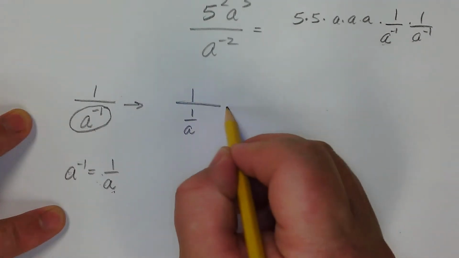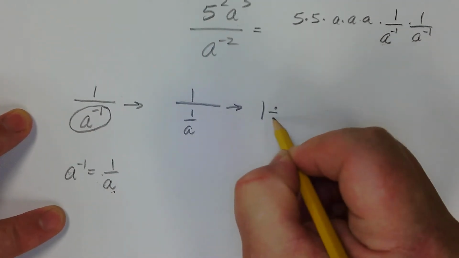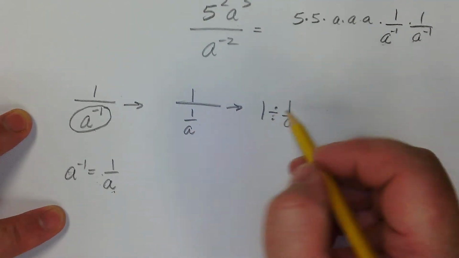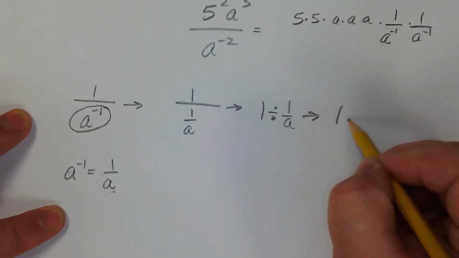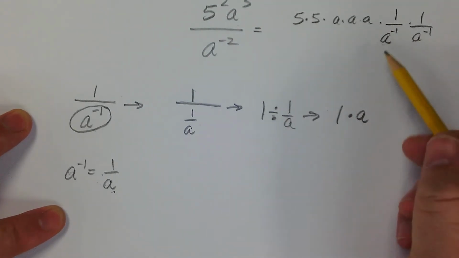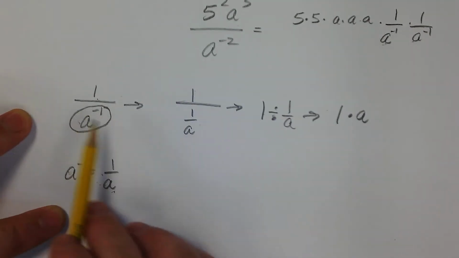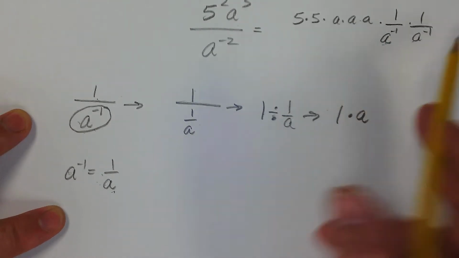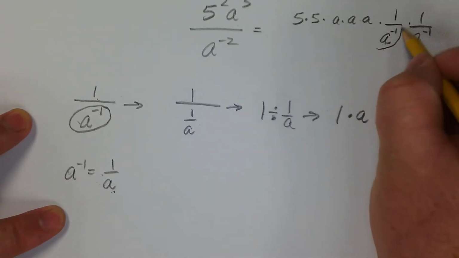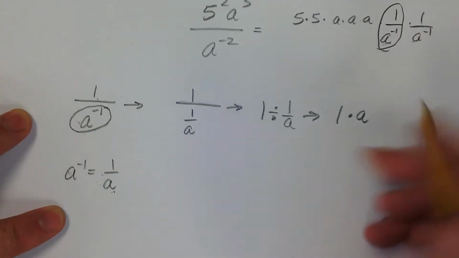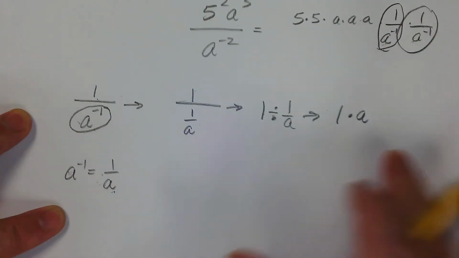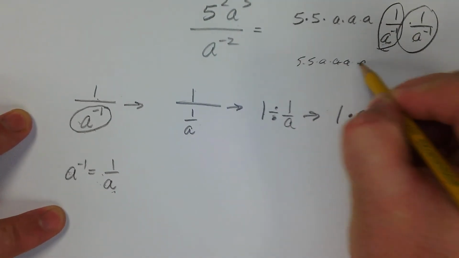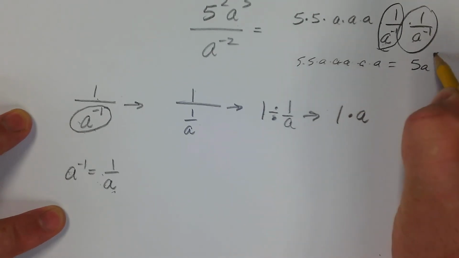Now, this is also the same as, would you agree with that? 1 divided by this thing. And the way we divide is we multiply by the reciprocal. Whoa, look at that. 1 over a to the negative 1 is just equal to a. This thing right here is a for this reason, and this one is a for this reason. So that would be 5 times 5 times a times a times a times a times a. That is 5a to the 5th.